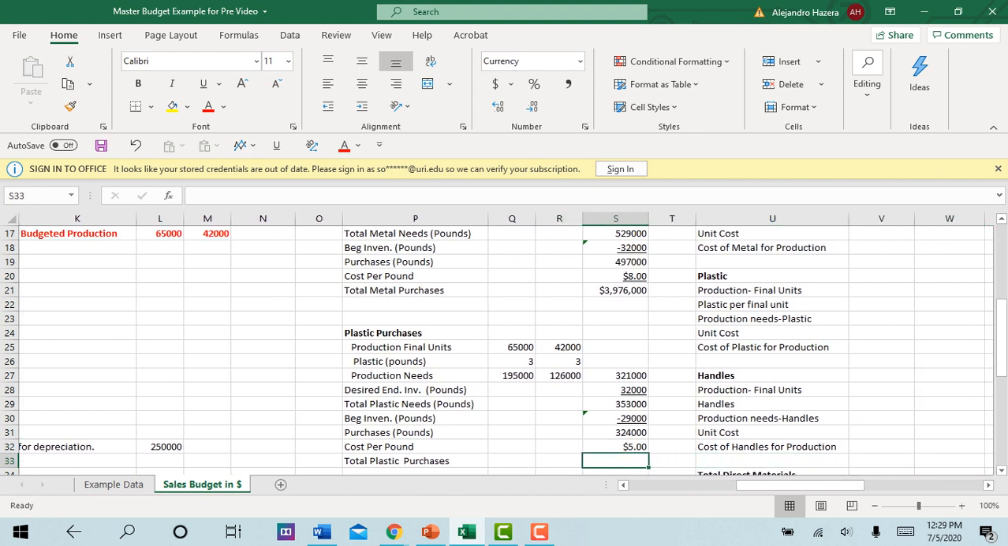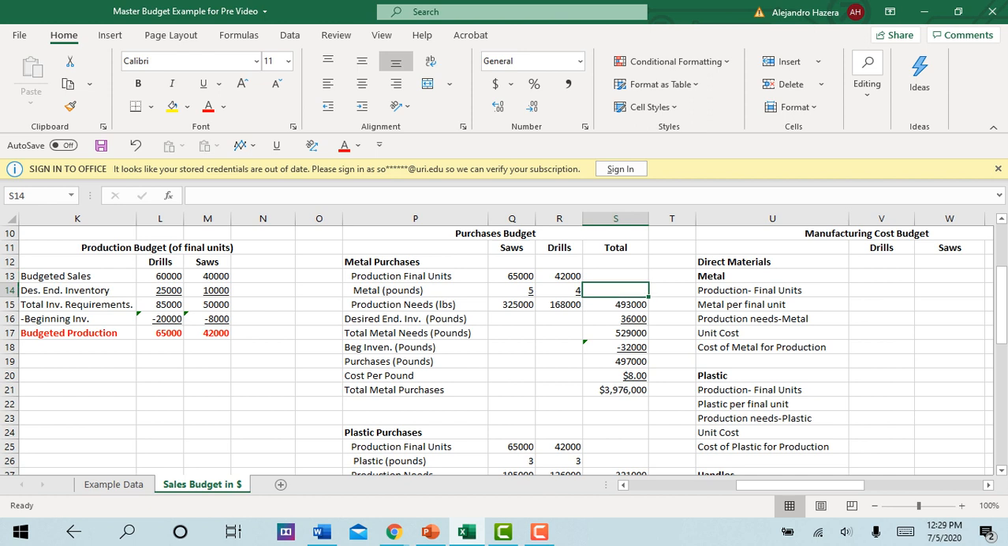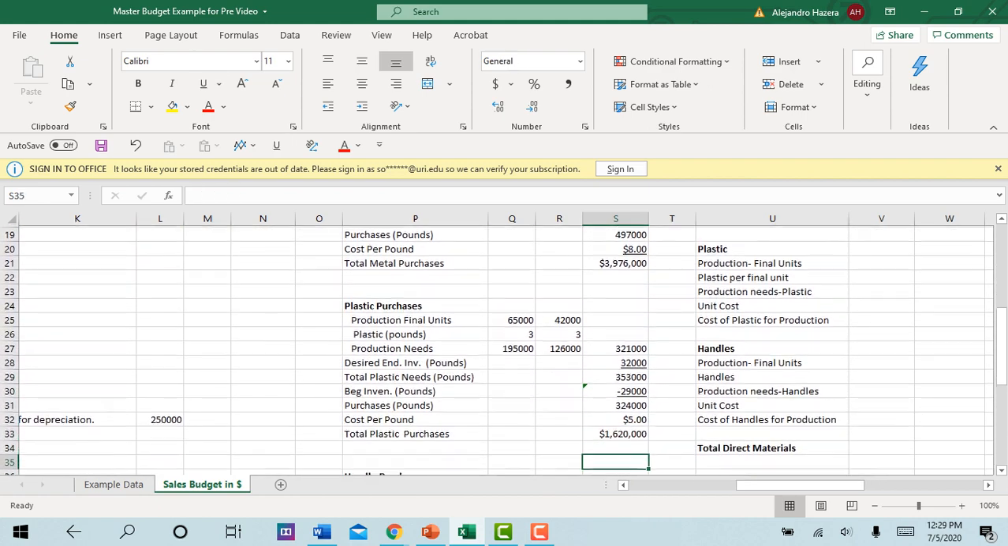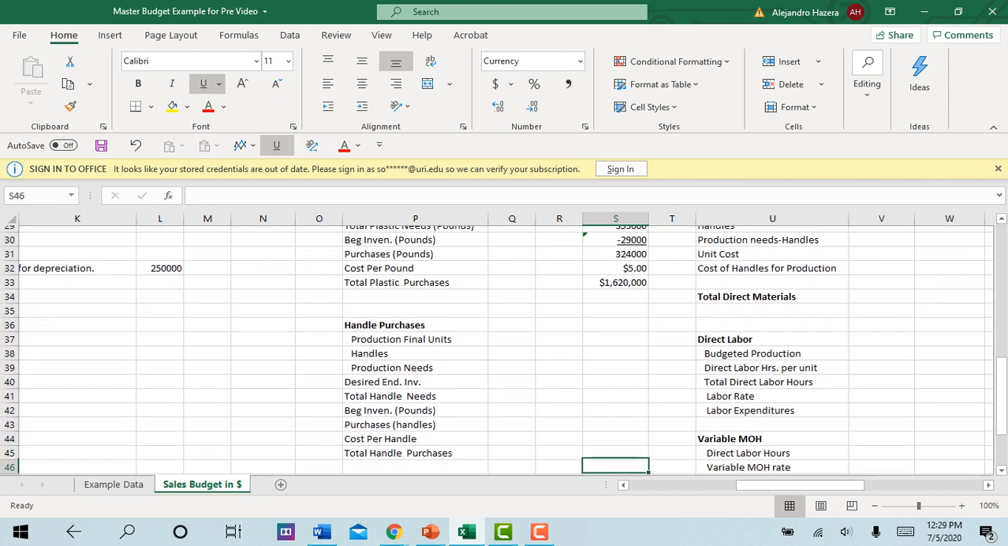Okay, we'll get the total that we're going to need to pay for plastic for our products. That's 324 times 5. That gives you $1,620,000. So far, for both products, we're going to have to purchase metal for close to $4 million, and we're going to have to purchase close to about $1.6 million for plastic in order to make our final products and to meet our desired ending inventory.